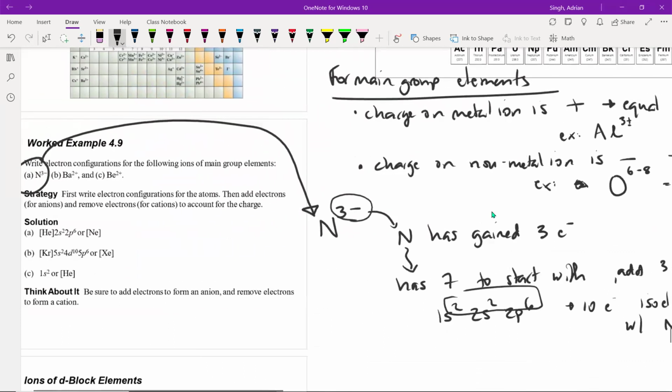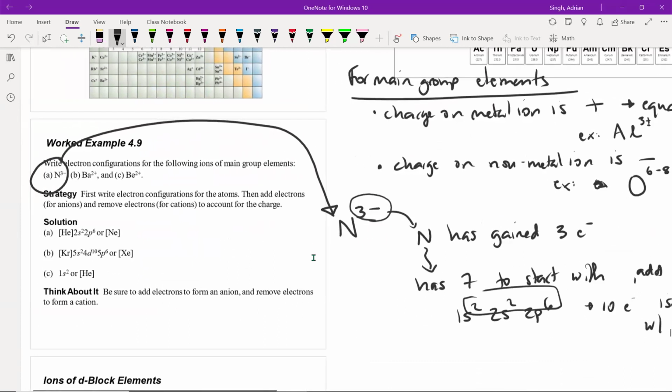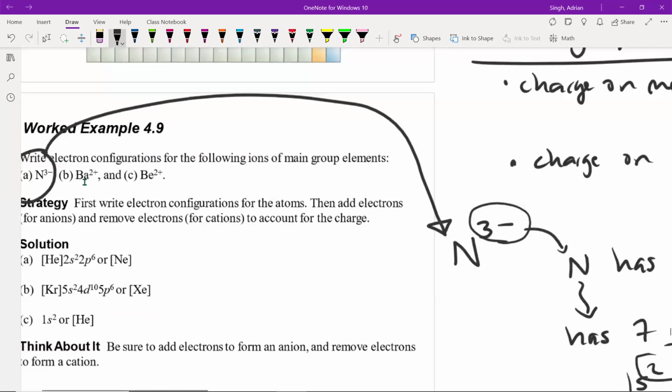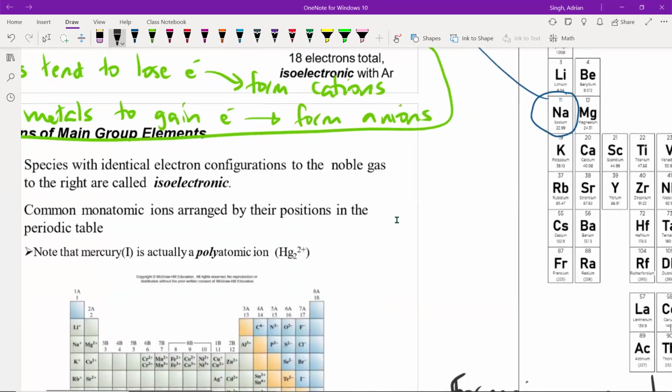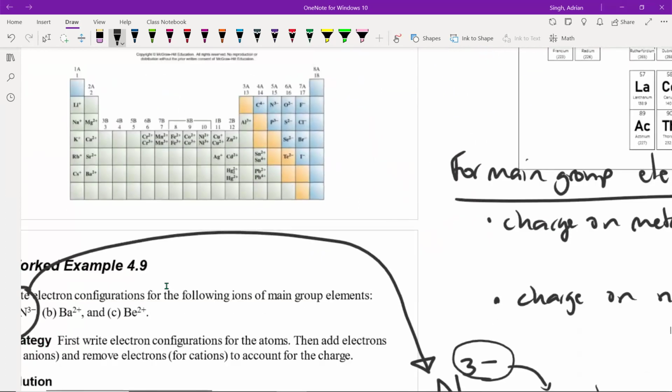Okay, so yes, you're adding negative charges, which would make the charge negative, right? So you want to consider these charges. If you're given something with a positive charge, that means you've lost those many electrons, right? So barium 2+ would be a barium atom that has lost 2 electrons. So barium, if I find it on the periodic table, right over here, it starts off with 56. If it loses 2 electrons, it'll end up with 54, and then it'll have a charge of +2.